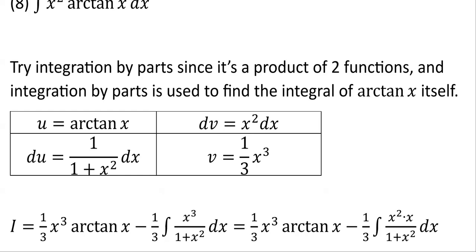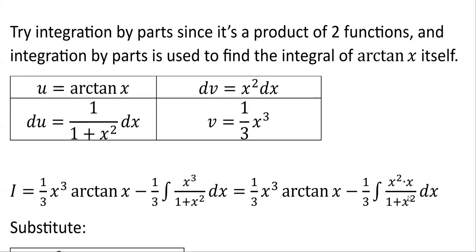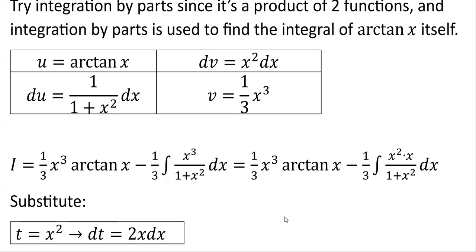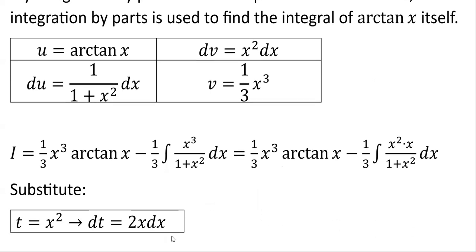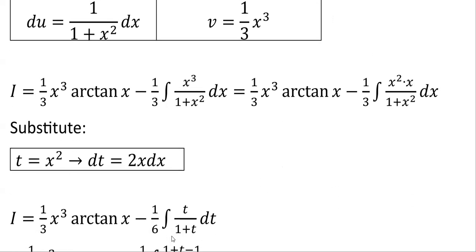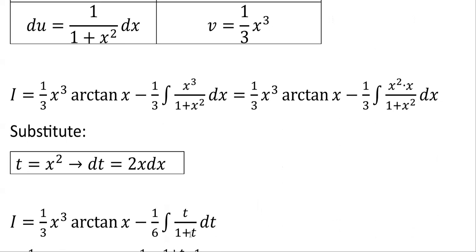I instead chose to do substitution, because x cubed I can write as x squared times x. So I substitute t as x squared, and dt is 2x dx then. So I get t over 1 plus t dt inside the integral, and then the constant becomes a 6 because of this 2, because dt over 2 is x dx.